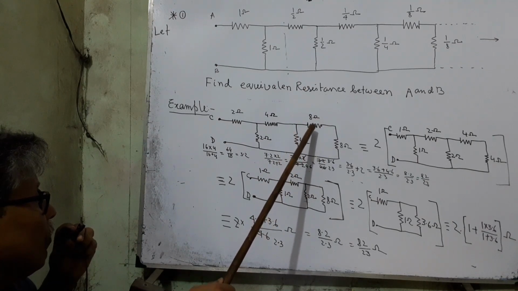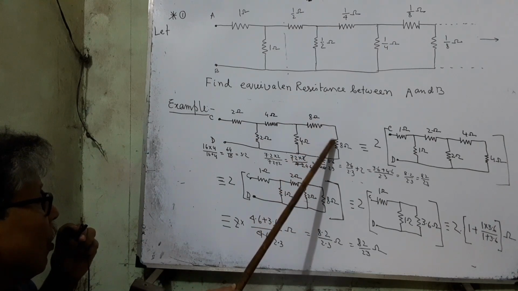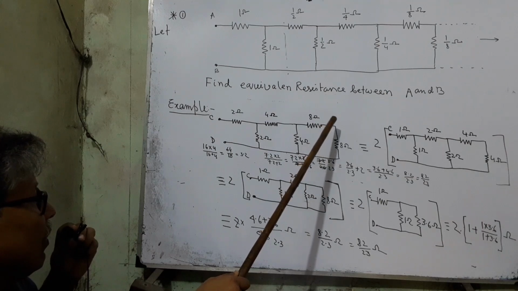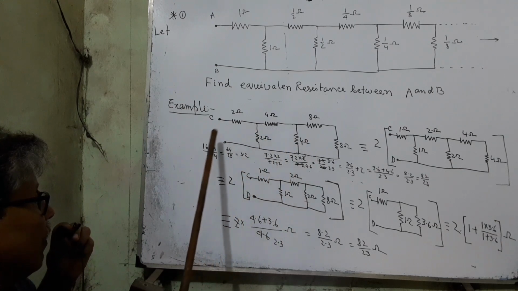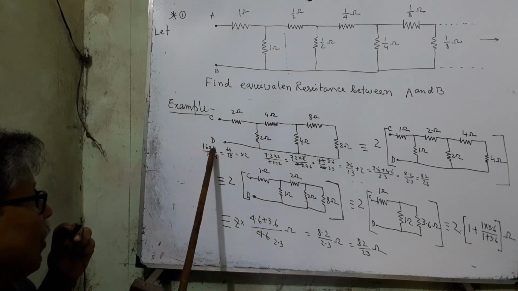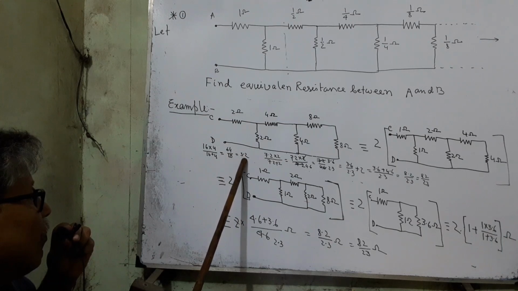How can we do this? First, these two are in series, so their equivalent resistance is 16. This 16 ohm and 4 ohm are in parallel, so their equivalent resistance is 16 × 4 by 16 + 4, that is 64/20. After cancellation we can get 3.2.